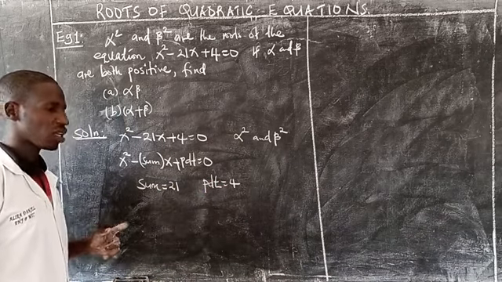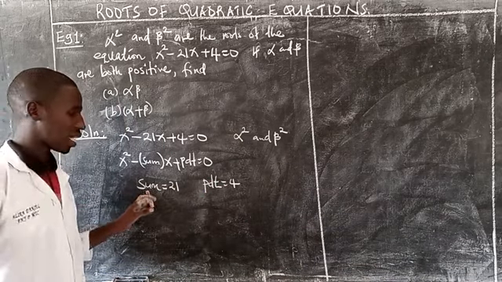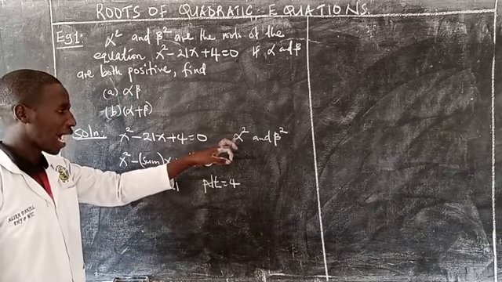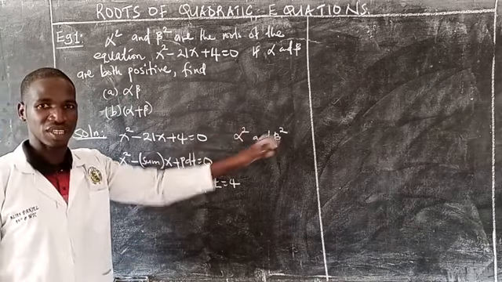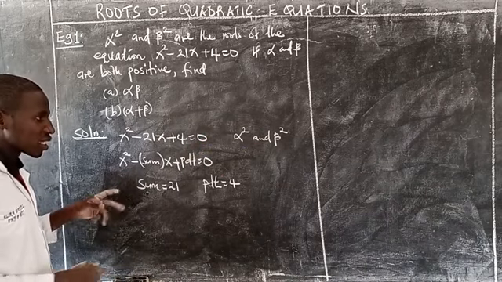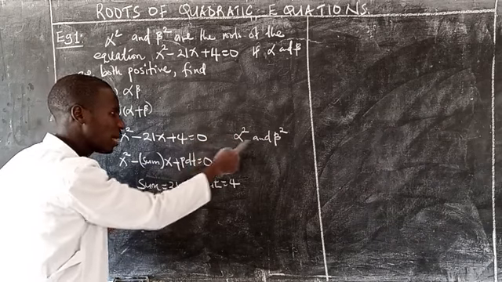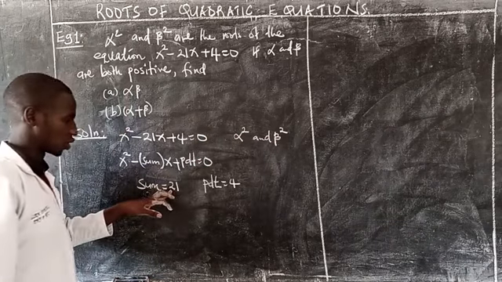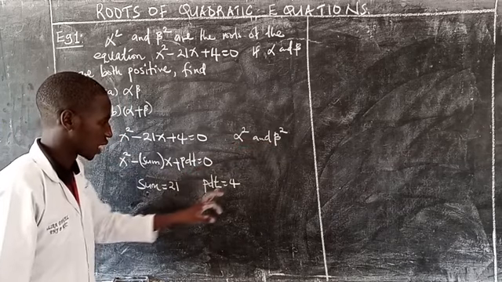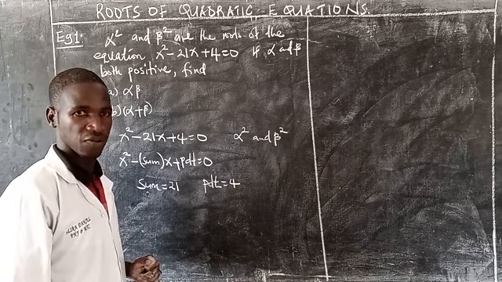These are the sum of the roots and the product of the what? Of the roots. But the roots are alpha squared and beta squared. What does that imply? It implies that if these are the roots, then the sum of these roots is supposed to be 21. And the product of the roots is supposed to be what? It's supposed to be 4.